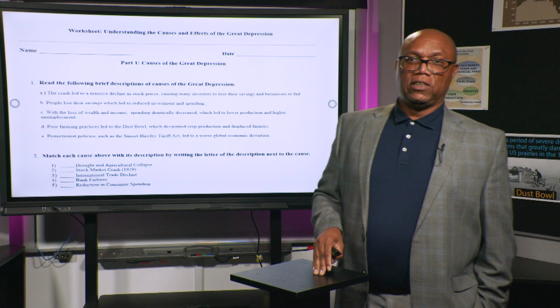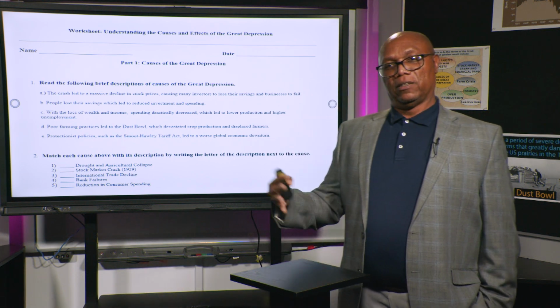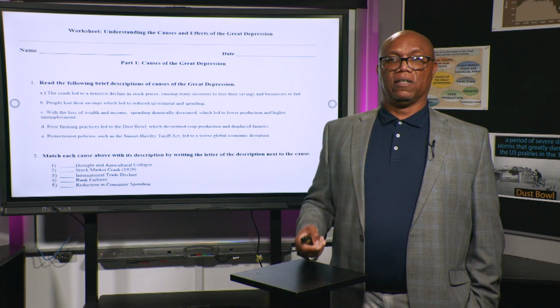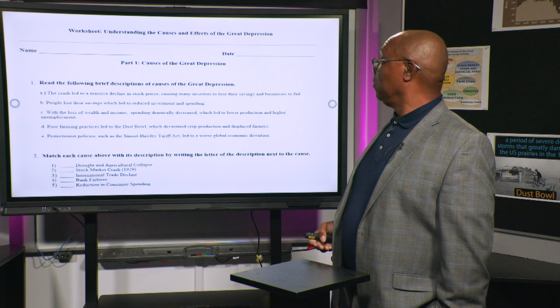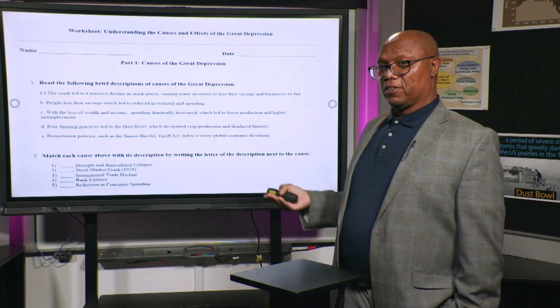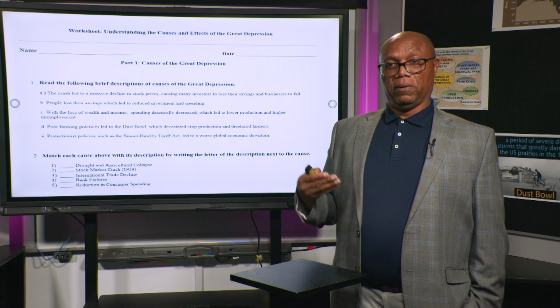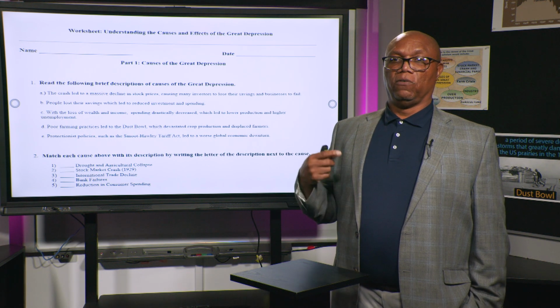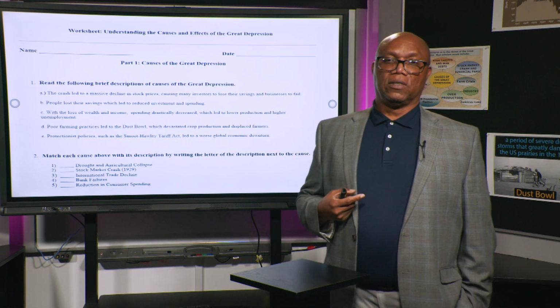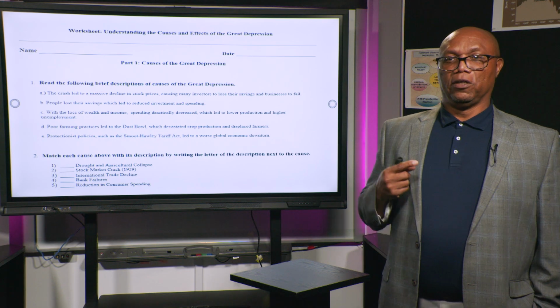Here what we have is another worksheet for you to do, to summarize all the things that we talked about in this particular lesson. These are the causes of the Great Depression. We're going to give you a few minutes to go through and complete this worksheet. Once you finish, we'll come right back and talk about what some of those answers could be.